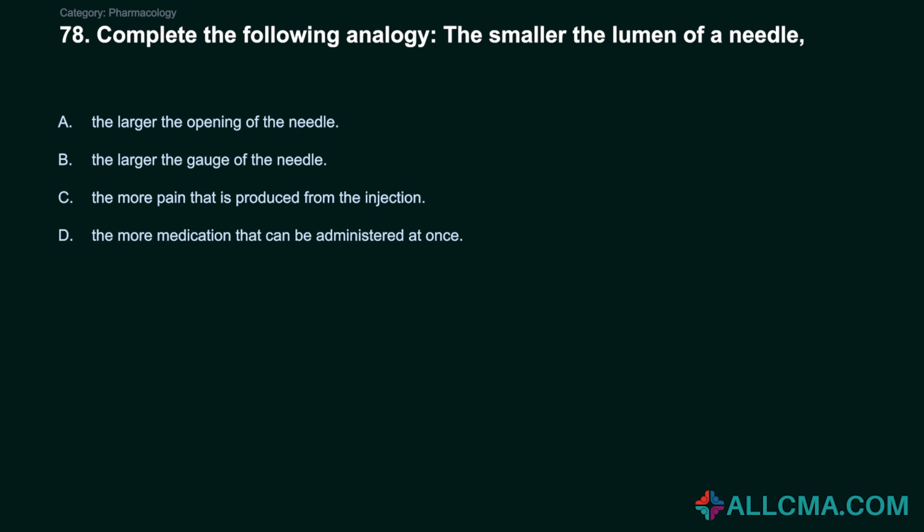78. Complete the following analogy: the smaller the lumen of a needle. A. The larger the opening of the needle. B. The larger the gauge of the needle. C. The more pain that is produced from the injection. D. The more medication that can be administered at once. Correct answer, B. The larger the gauge of the needle.